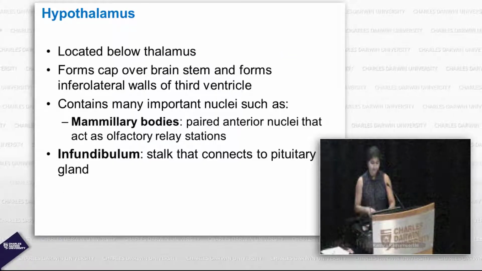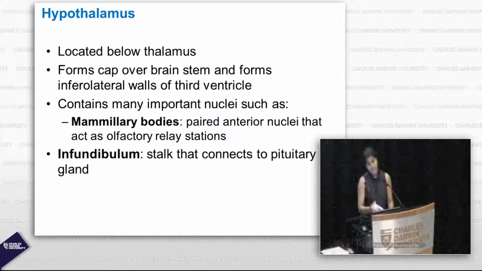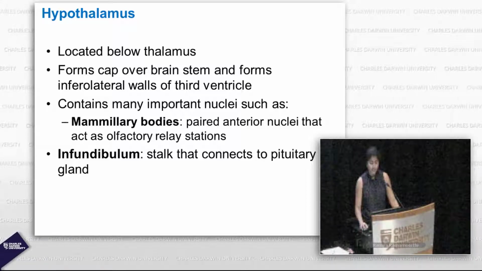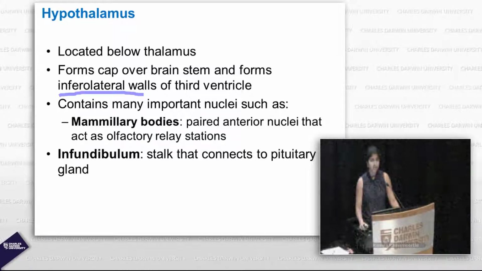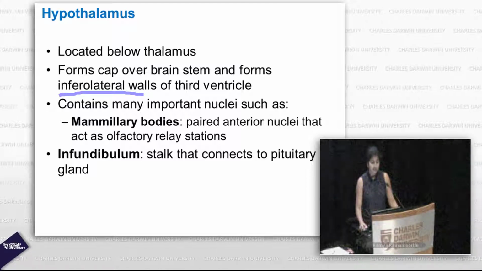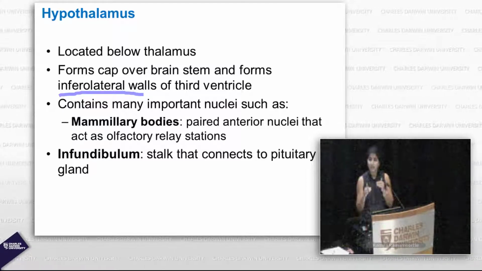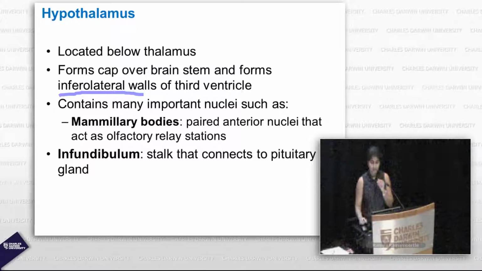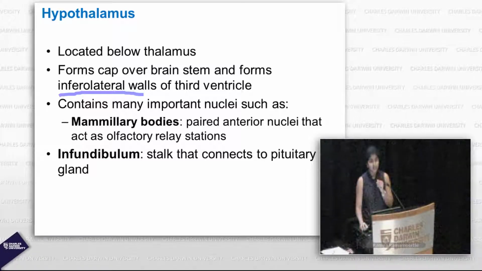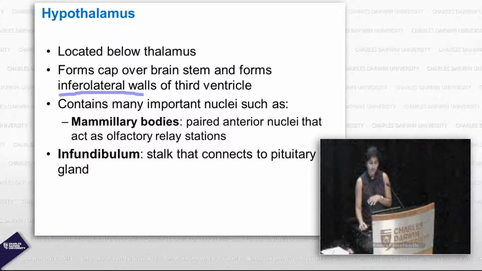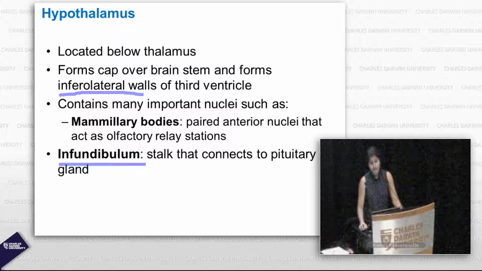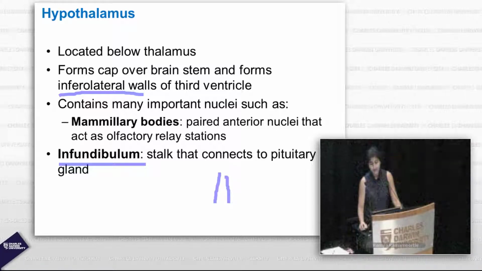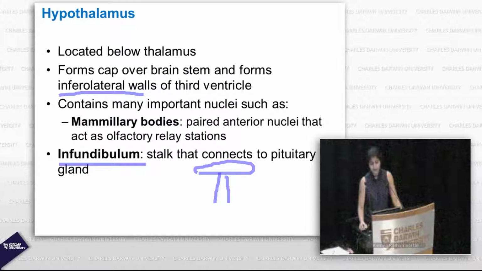Hypothalamus. This is located just below the thalamus, and it forms a cap over the brainstem. It forms the inferior lateral wall of the third ventricle, while the thalamus forms the superior lateral wall. Again, the hypothalamus contains many nuclei as well, and one of the important ones is the mammillary bodies. We'll see it in the next picture. The infundibulum is a stalk that connects the hypothalamus to the pituitary gland. This is the infundibulum.